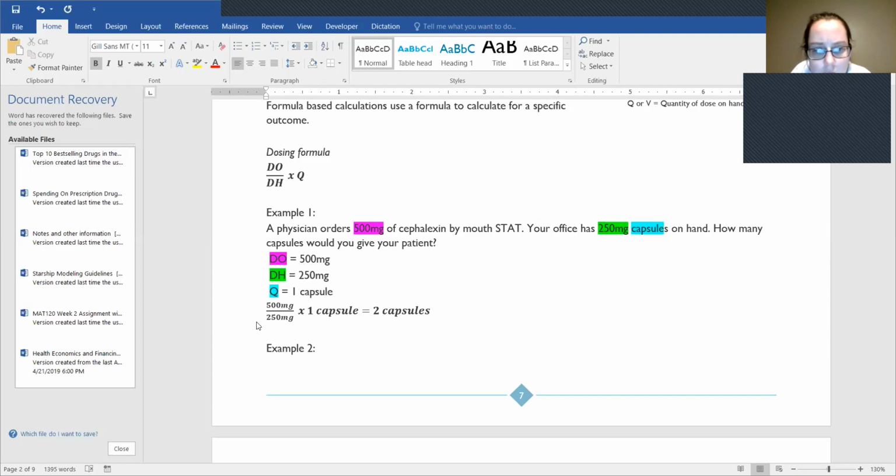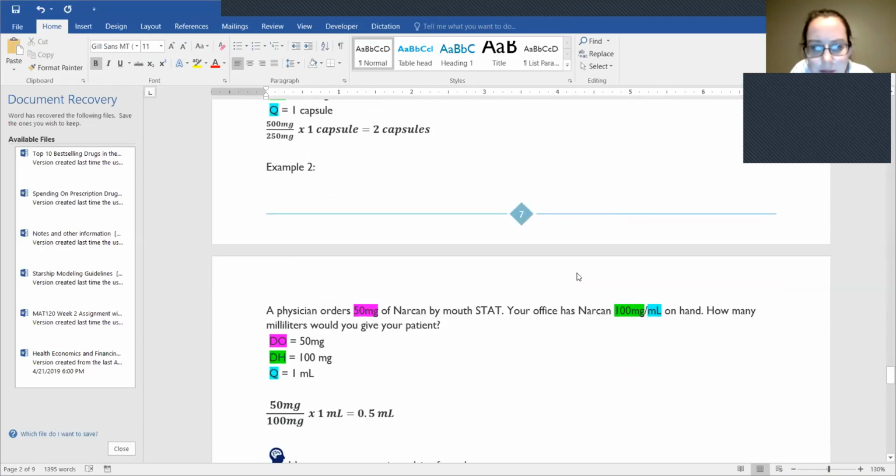So we set this up: 500 milligrams divided by 250 times 1 capsule. If it says 250 milligram per capsule, that's 250 milligrams in 1 capsule, right? So that's easy. 500 divided by 250 is 2. Milligrams have canceled out, 2 capsules. So that's what you're going to give the patient.